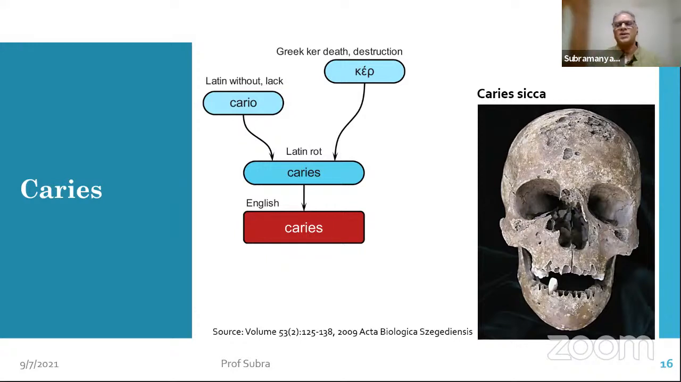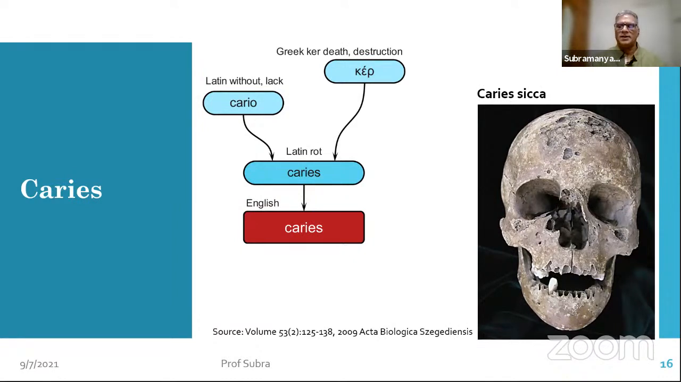What we need to understand is that the word caries is not limited to dentistry. We also have bone caries. In general pathology, caries sicca is quite a common term. Sicca means dry. This is also called bone caries. That's the reason we need to specify in dentistry as dental caries. This caries sicca or bone caries can especially be seen in syphilis or tuberculosis.